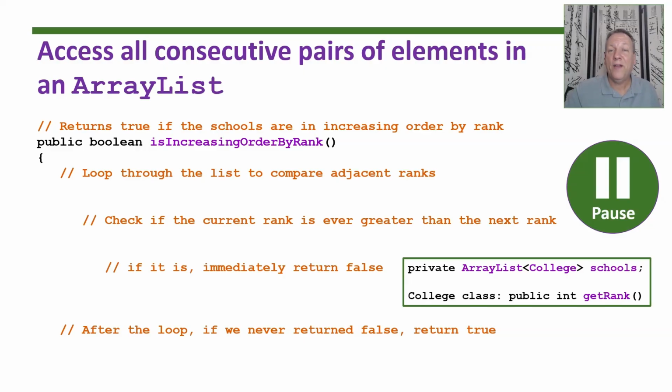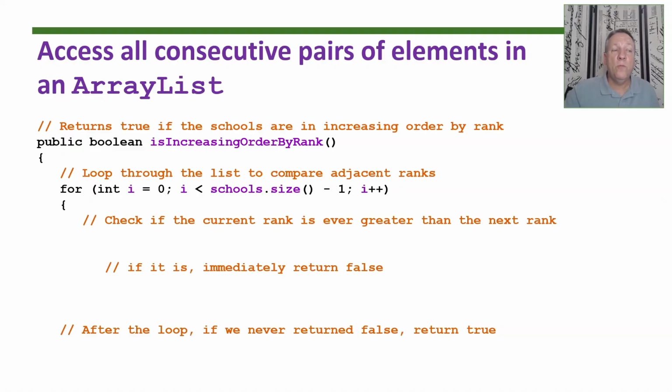All right, let's look at the code together. So I need a loop, right? I don't need a counter or an accumulator or anything like that because I'm just comparing consecutive values. So here's my loop, and I do need to use a traditional for loop here because I need to look at the index numbers. Now you'll notice this one, I start off at int i equals 0, but I go to i less than schools.size() minus 1.